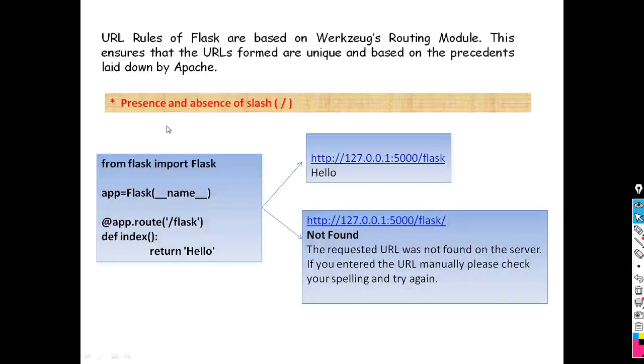How can we use slash in the URL? Okay, let us consider this example. In this example again some URL is given and that URL is associated with one function. So what is the URL here? The URL is /flask. And which function is associated with it? The index function is associated with this URL. And what does it return? It returns hello.